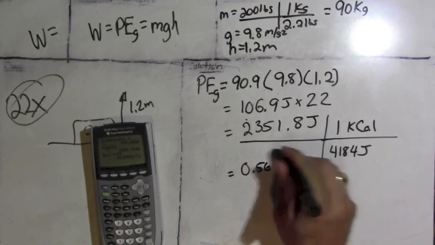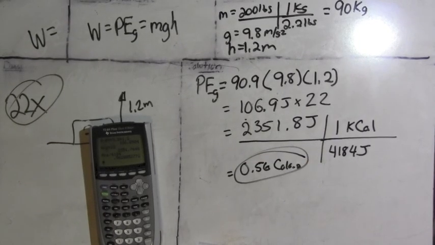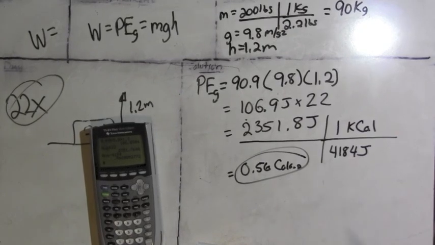Not quite. Not half a calorie. Now, granted, there's also going to be some other things. The muscle's going to contract. You're actually going to use more energy than that because your body's not 100% efficient. But 0.56 calories to do weightlifting.